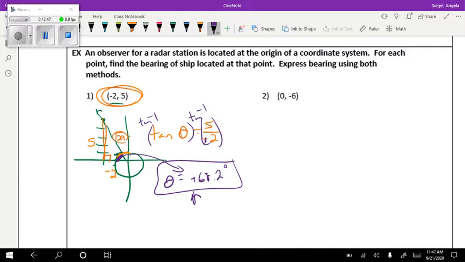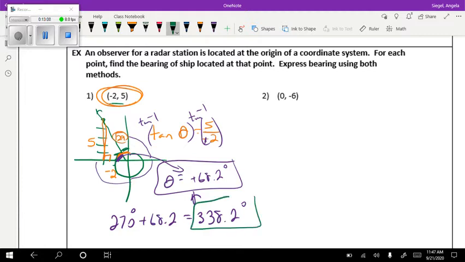This can definitely help you. So this is like 90, 180, 270. So 270 plus 68.2 is 338.2. Another way to do this is you could have found this angle right here and subtracted that from 360. It's just however you want to see it. So the bearing is going to be 338.2 degrees. Try number 2. I think it's a little bit easier, but it's a different way of looking at it.